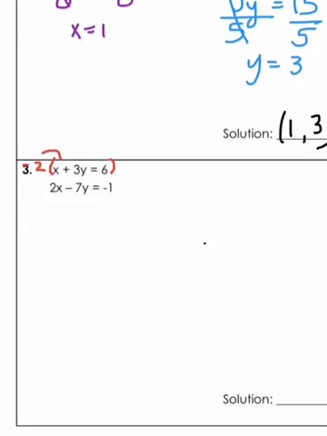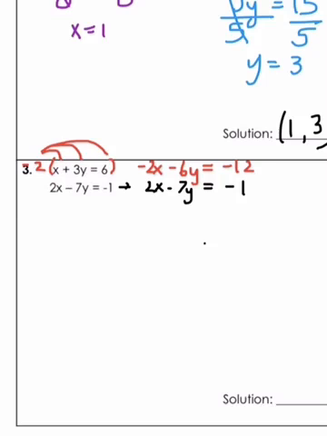If we distribute that out, our new equation would be negative 2x minus 6y equals negative 12. And then we have our second equation, which just goes right over, and that is positive 2x minus 7y equals negative 1.